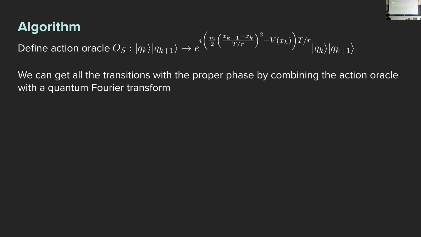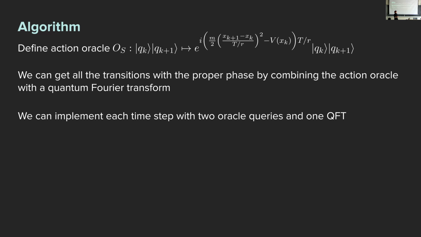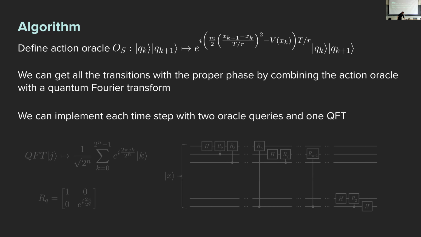And it turns out that we can get all these transitions that we need with the proper phase by combining this action oracle with a quantum Fourier transform. If you recall, we needed to map each state to a superposition over all the other states, which is exactly what a quantum Fourier transform does. So each time step can be implemented with 2 oracle queries and 1 quantum Fourier transform. I'm not going to go through the math here showing exactly how it works. I guess you'll have to read the paper for that.